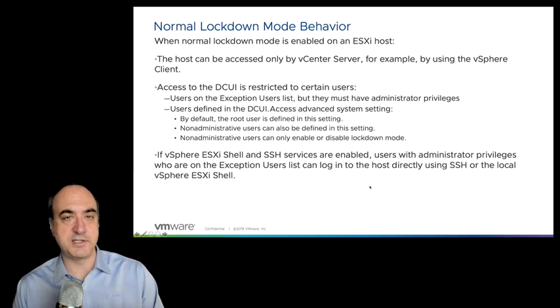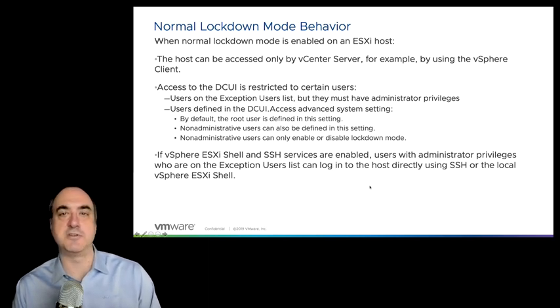Unless you adjust an exception users list, right? You may have a reason to have an exception in your policy, so you can create an exception user list. This is actually available right when you set up lockdown mode. In that main wizard page, you'll see the exception users. There's nobody in this list. If anybody's in that list, what happens? Well, first of all, access to the DCUI is restricted to certain users. It's restricted to users on the exception users list. Anybody who's in the exception users list is allowed, provided they have administrator privileges.